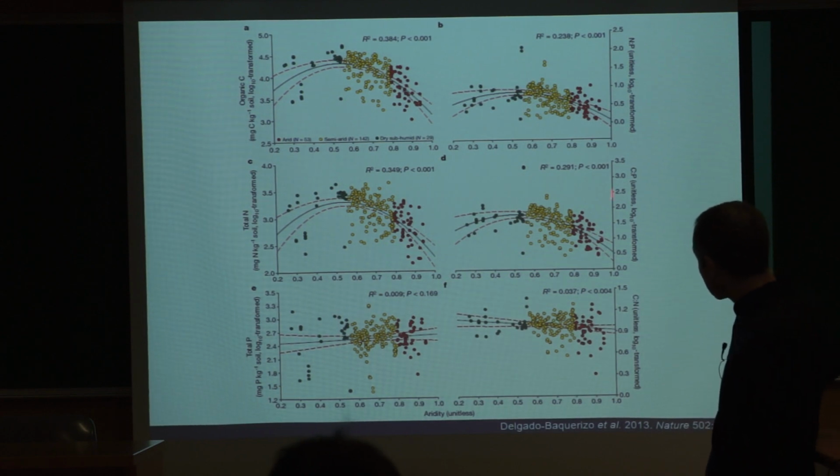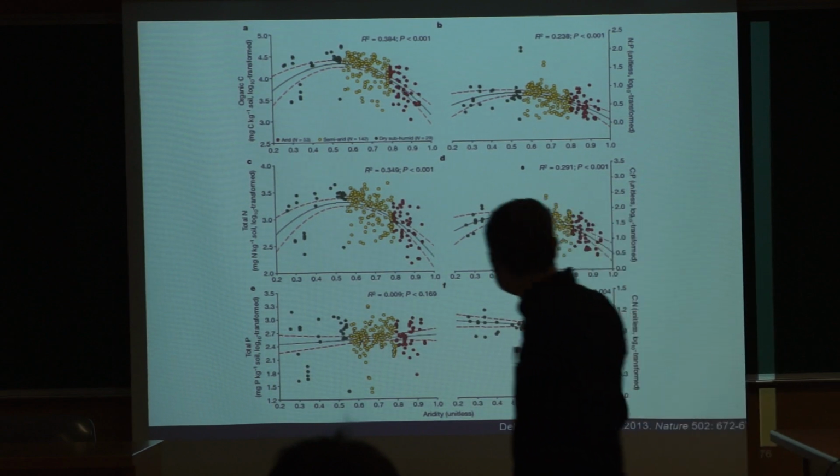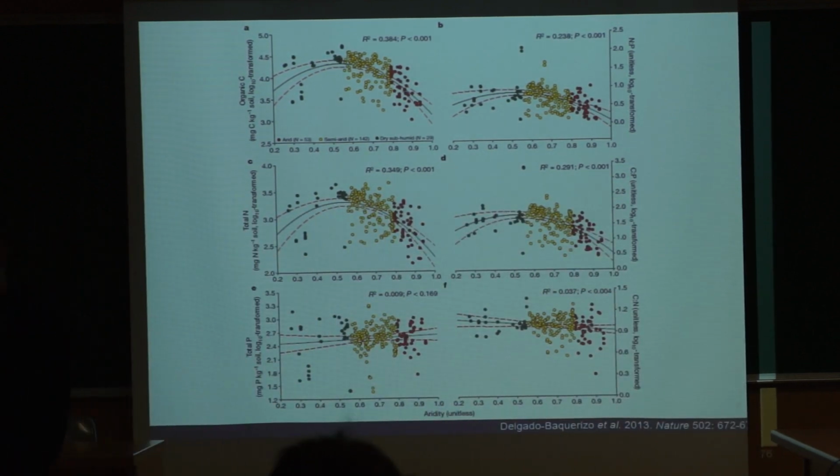So here is N to P, C to P, and C to N ratio. When looking at N to P and C to P, we find the same curvilinear relationship, which is not found when looking at the C to N ratio, which has a very weak slope but a slightly linear decline.